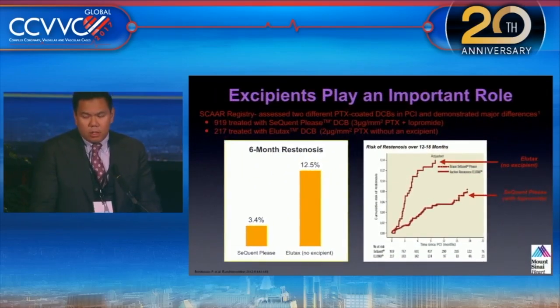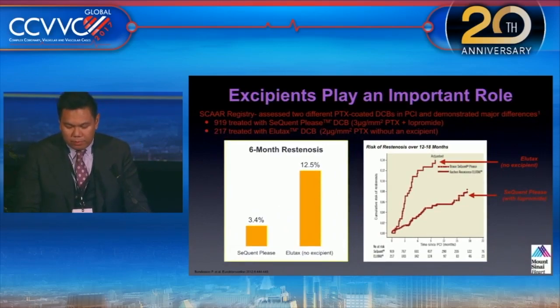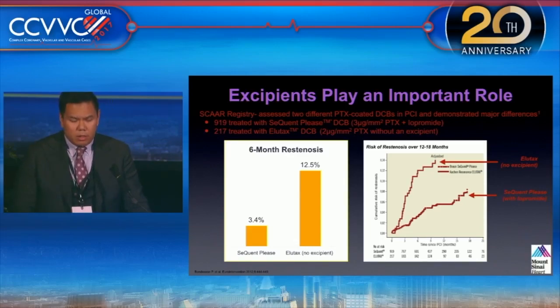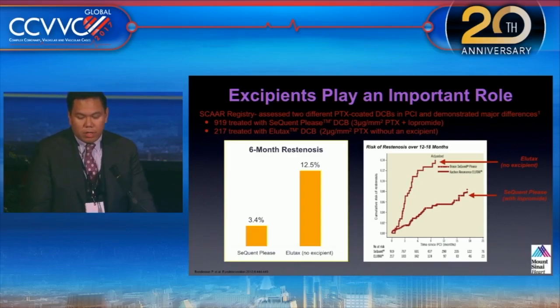Now, talking about the excipients, there was a SCAR registry in Sweden which looked at the role of excipients on drug-coated balloons in PCI, in coronaries. That registry looked at two different paclitaxel drug-coated balloons in PCI. One arm was treated with a drug-coated balloon that only had paclitaxel, whereas the other arm used paclitaxel with an excipient. That registry showed that excipients had a lower rate of restenosis after 12 to 18 months, thus showing that having an excipient does play a role in these drug-coated balloons. The Lutonix balloon uses polysorbate and sorbitol as their excipient, while the Impact balloon uses urea.